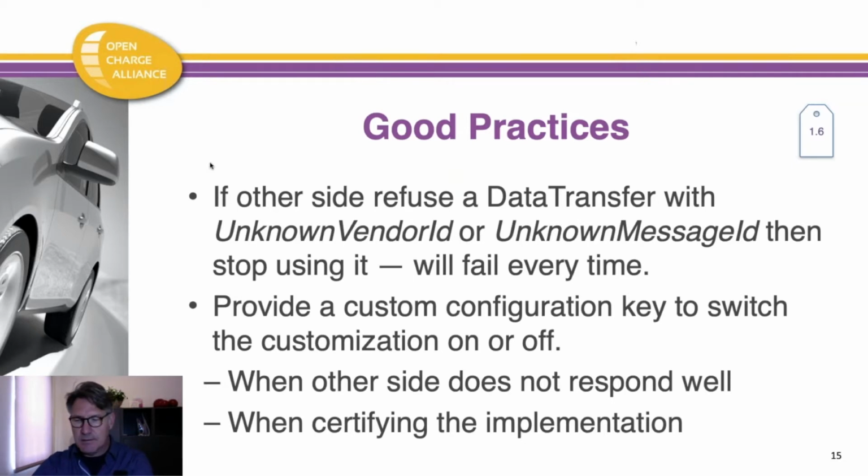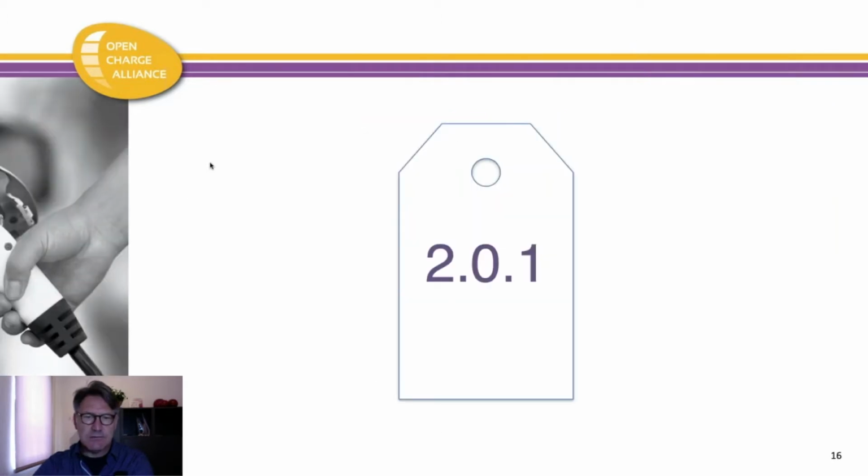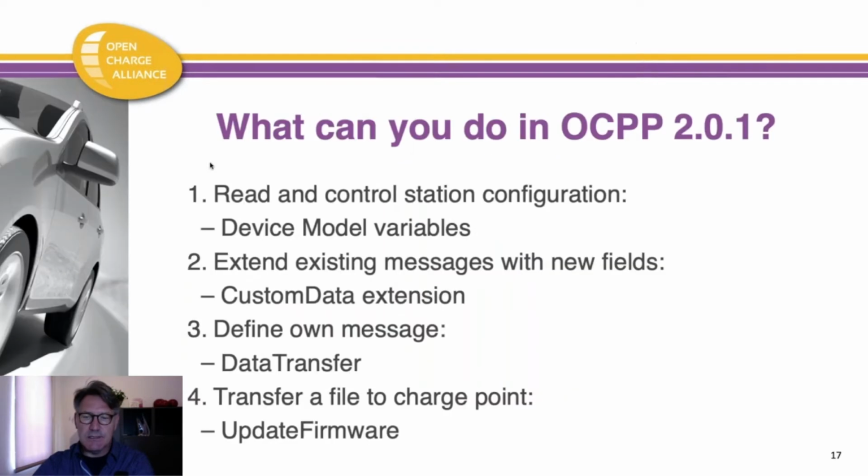So far, the 1.6 release. Now, what are the possibilities in the 2.0.1 release? There we have more options, because besides the data transfer and the firmware update mechanism, we now also have the device model that we can use, and we have a new extension called the custom data extension. I will explain them in more detail in the next slides.